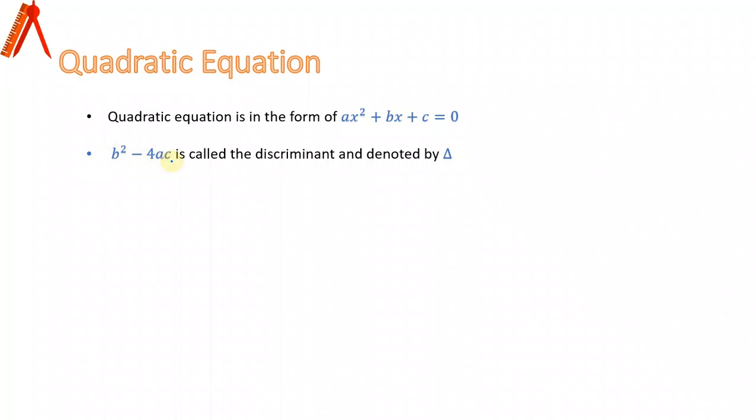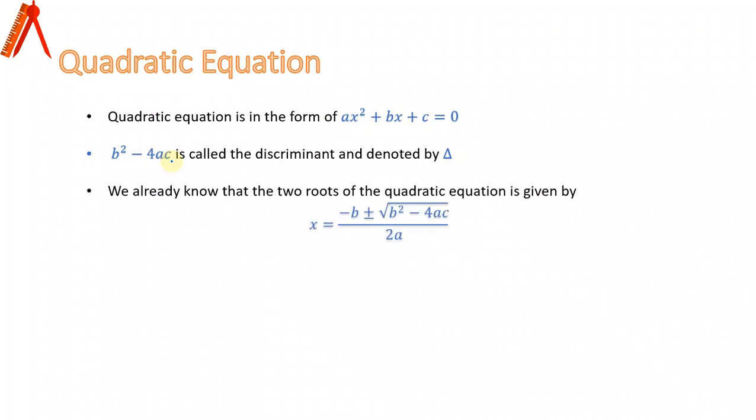You are already familiar with this term from your 10th standard, 11th standard, and your physics books. What is the purpose of this discriminant b square minus 4ac? Let's see in the further topics. We already know the two roots of the equation, given by the formula from our 10th standard: x is equal to minus b plus or minus root of b square minus 4ac upon 2a. We can split this into minus b plus root of b square minus 4ac upon 2a, and minus b minus root of b square minus 4ac upon 2a.